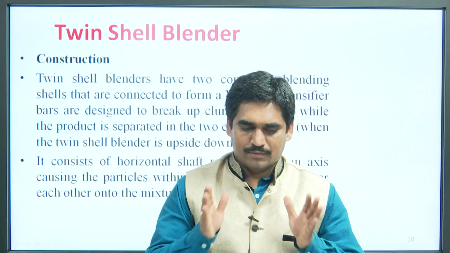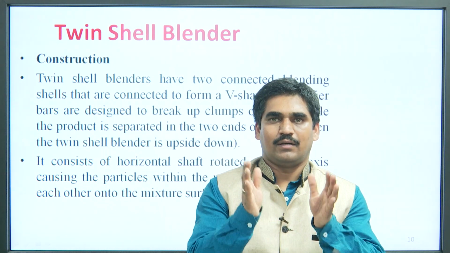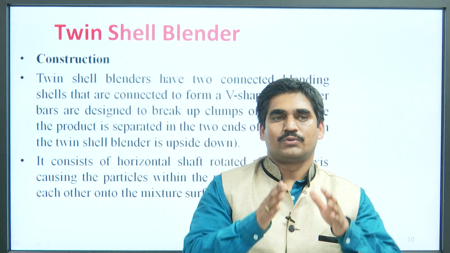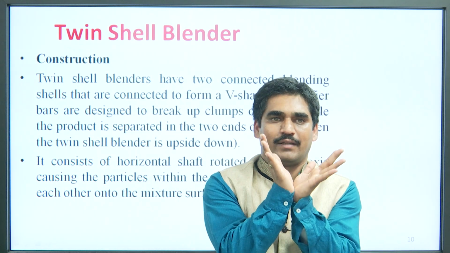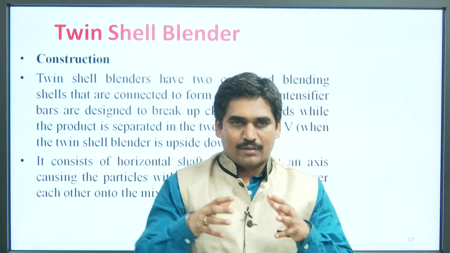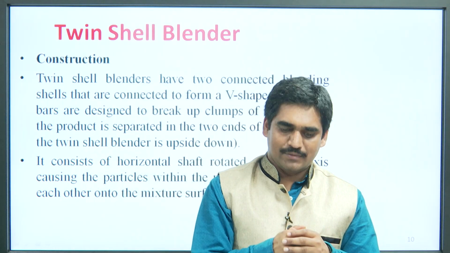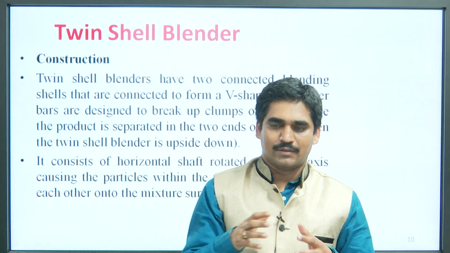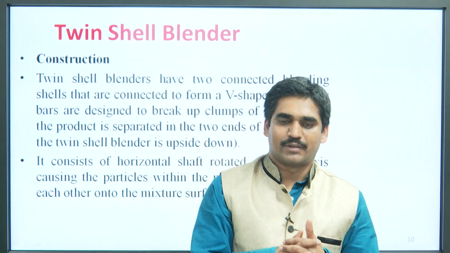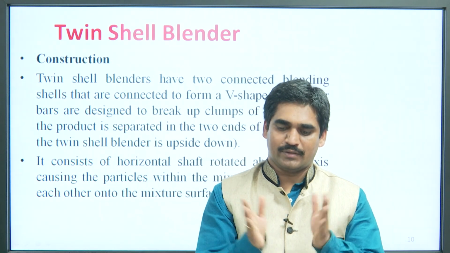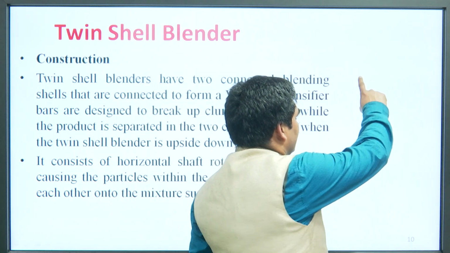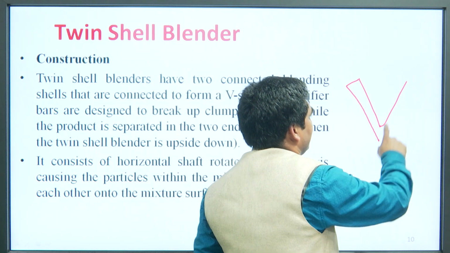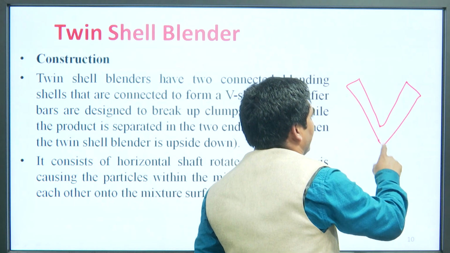So, two cells are connected to each other to form a V shape like this. Intensifier bars are designed to break up the clumps of solids while the product is separated into two ends of the V. You see that this is the V, or we can say that this is the blender.